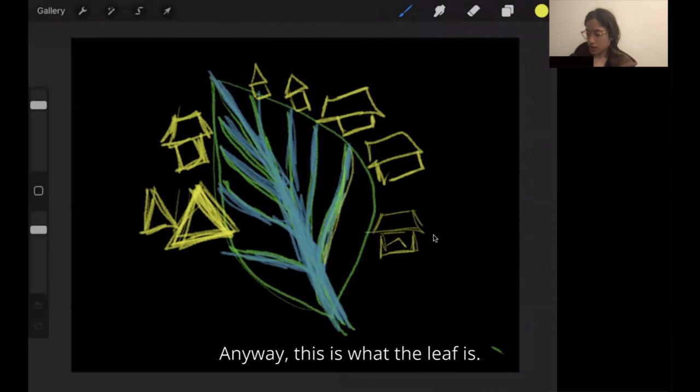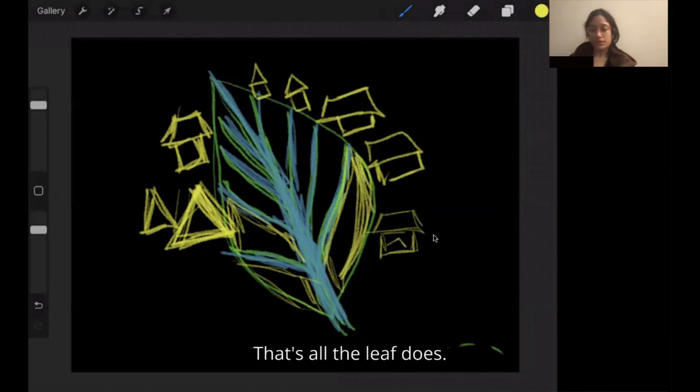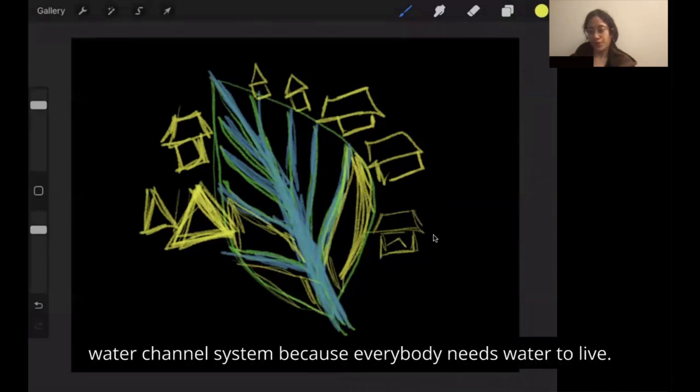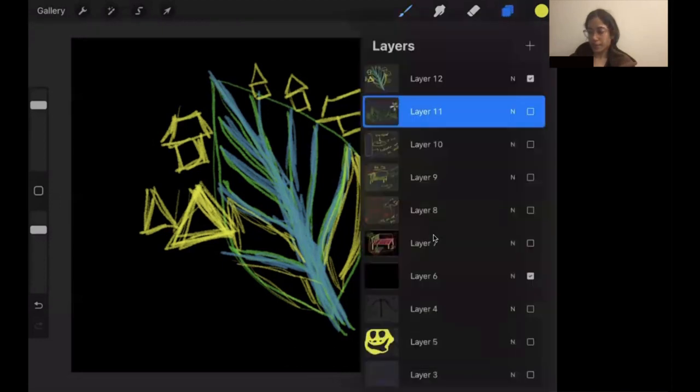this is what the leaf is really. That's all the leaf does, you know. It's just a city slash village slash town with a well networked water channel system because everybody needs water to live. Let's get back to our garden.